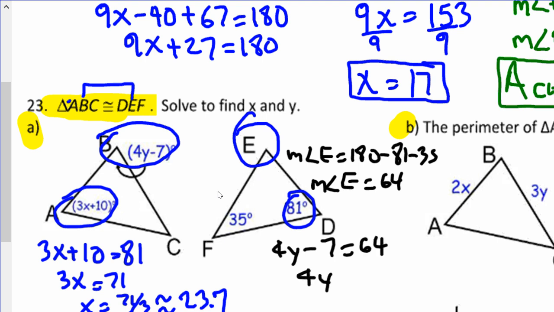Add 7 to both sides, we get 4y equals 71. And then when you divide by 4, you get y equals 71 over 4, which is also 17.75. Don't feel compelled to write it as a decimal. Fractions are preferred, actually. Okay, B, so we're using the fact that the two triangles are congruent.